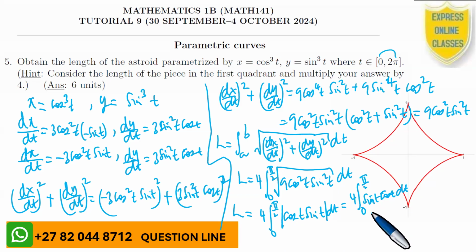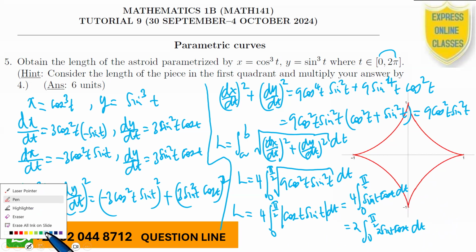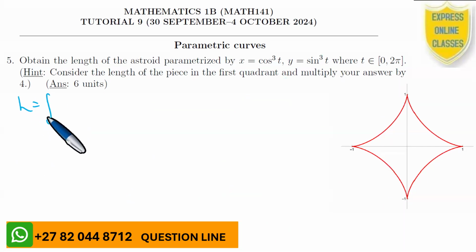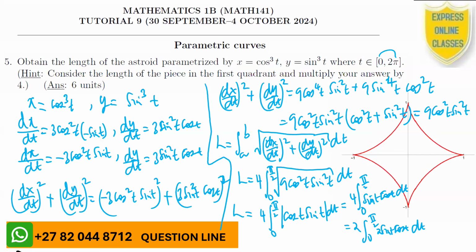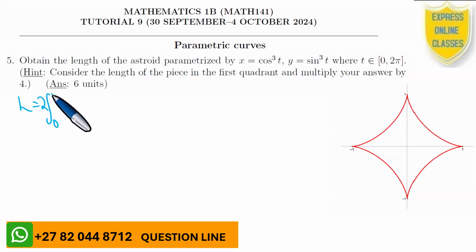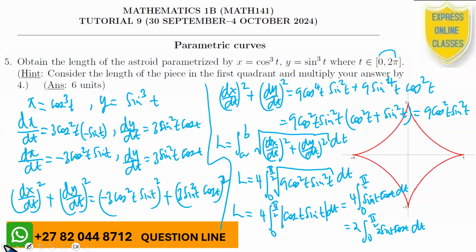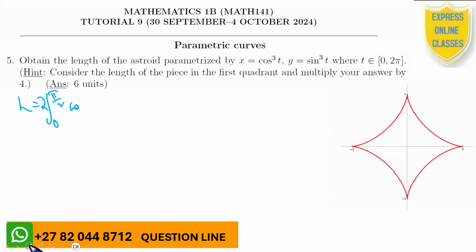Okay. This is the same as what? 2, the integral from 0 to pi over 2 radians, then you have 2 sine t cosine t dt. So let us continue with what we need to do. The integral, which is 2, from 0 to pi over 2 radians, of 2 sine t cosine t, which is the sine of 2t, dt.